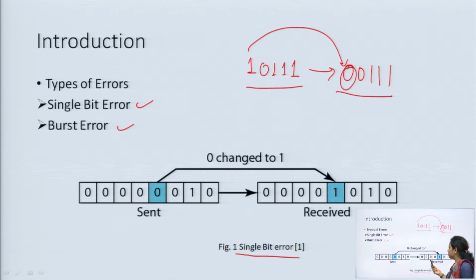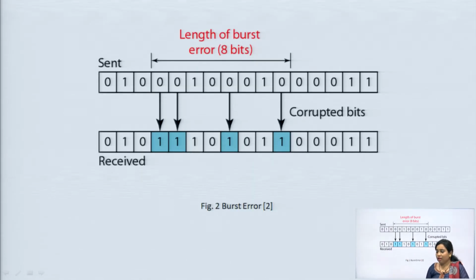This is also an example. You can see that this much information I have sent and this information I have received. This is at the transmitter side or the sender side, and this is at the receiver side. You can find out that 0 has been changed to 1. So, this is the simplest kind of error that will occur, that is one bit error or single bit error. Now, next we will see burst error.